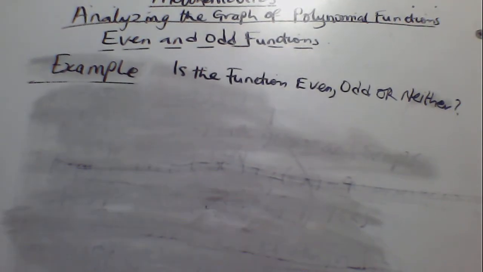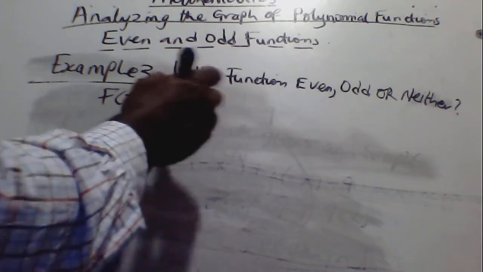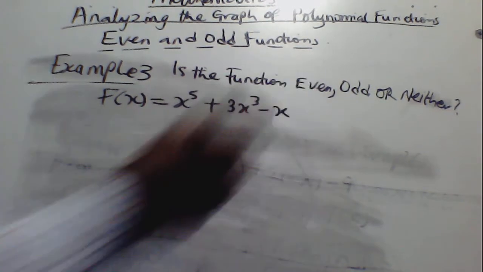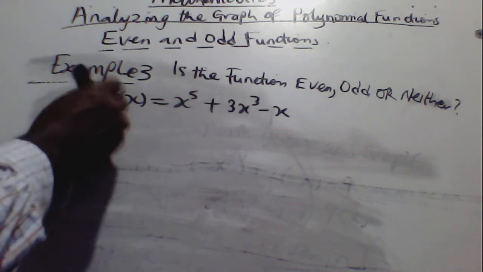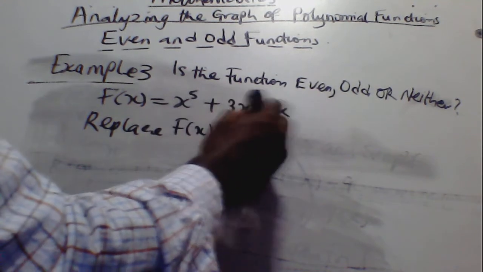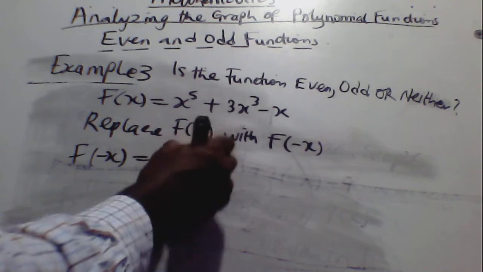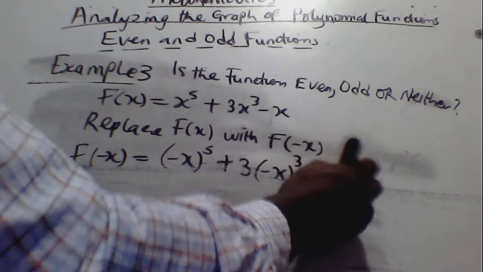So the third example, example 3. If you are given f of x equals x raised to power 5 plus 3x raised to power 3 minus x, check if the function is even, odd, or neither. The first step is to replace f of x with f of minus x. So f of minus x will give us minus x raised to power 5 plus 3 times minus x raised to power 3 minus minus x.